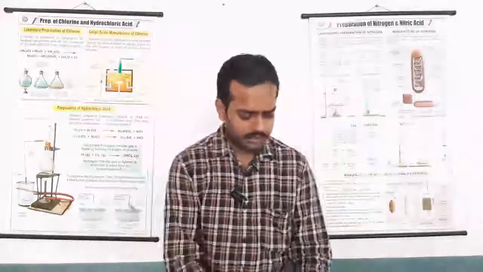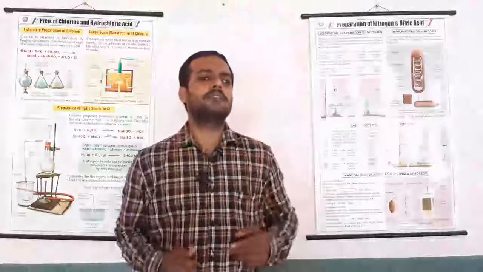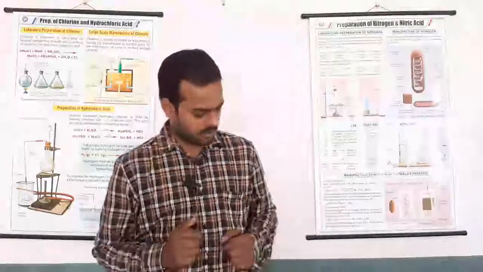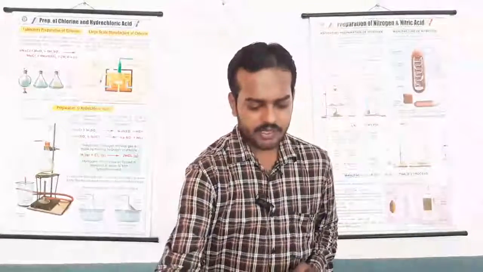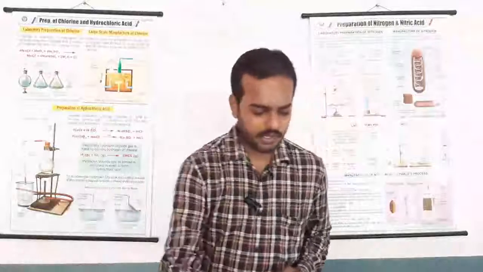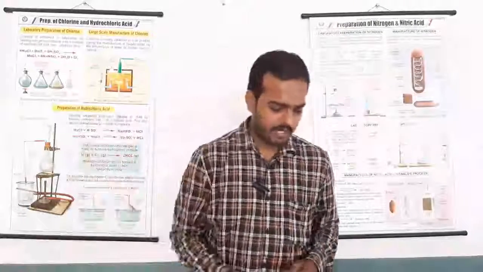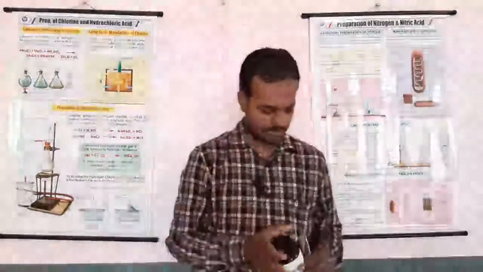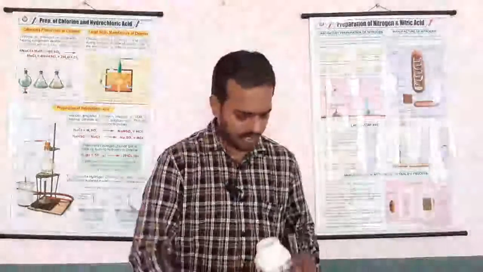Now let us do the next experiment, which gives a confirmatory test of whether the substance is an acid or not. The first test we are doing is with zinc granules. We have taken zinc metal, a small piece of zinc metal.